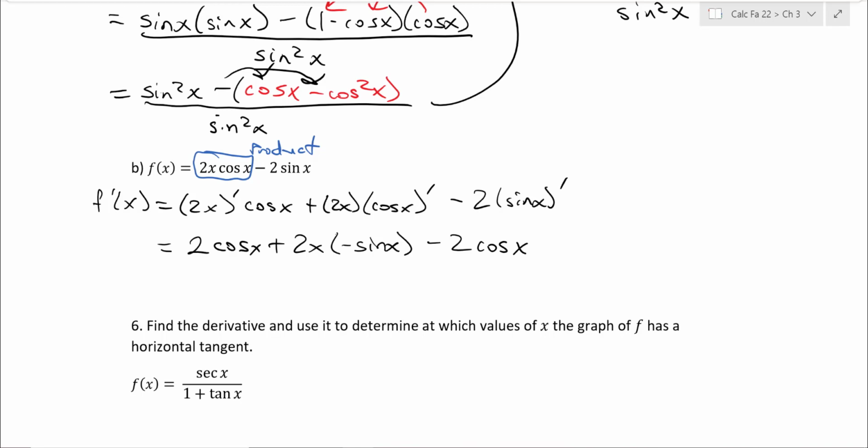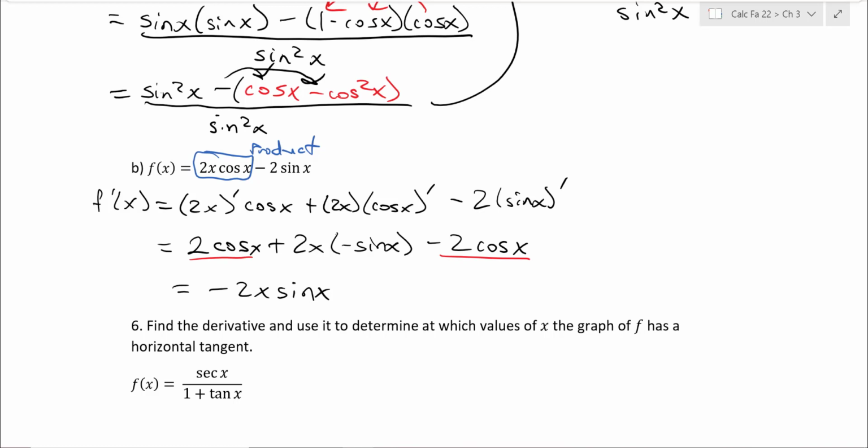And so we can see, hopefully, some simplification at the same time. The 2 cosine x and minus 2 cosine x will go to 0. So we'll just be left with a minus 2x sine x for our derivative.